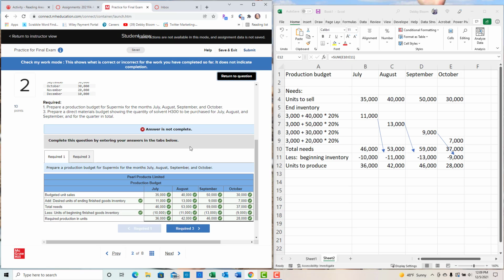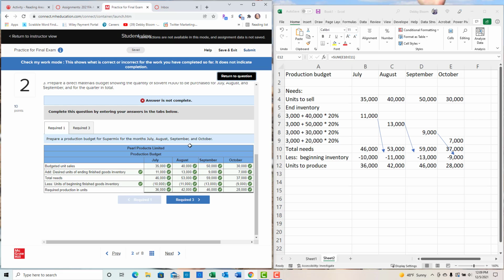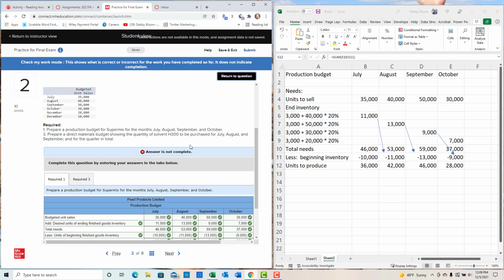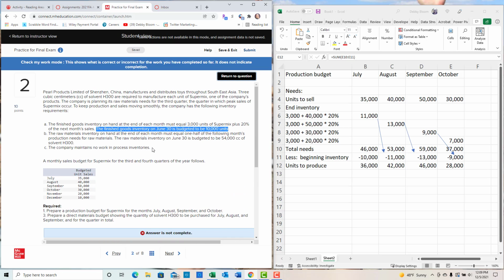Now, moving on to requirement number 3. Okay, it looks like there's no requirement number 2. We're supposed to prepare a direct materials budget showing the quantity of solvent H300 to be purchased for July, August, and September, and for the quarter in total.